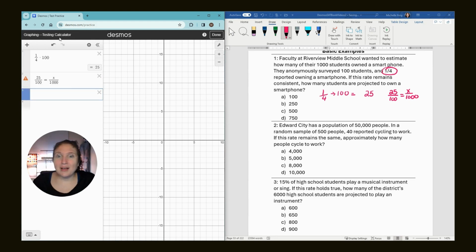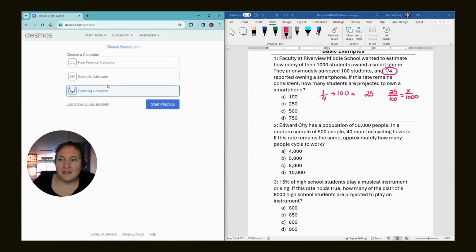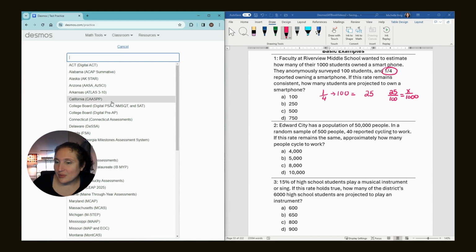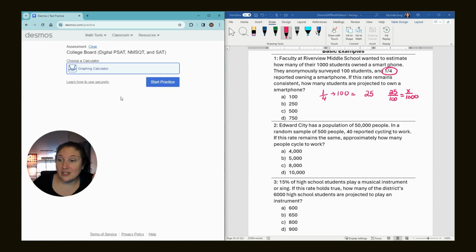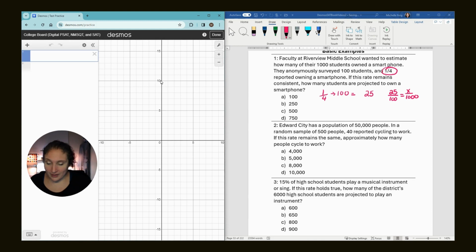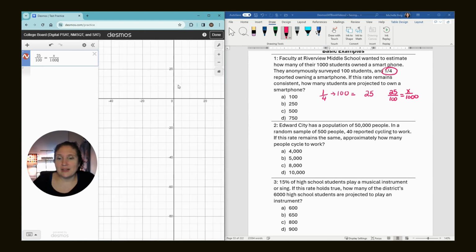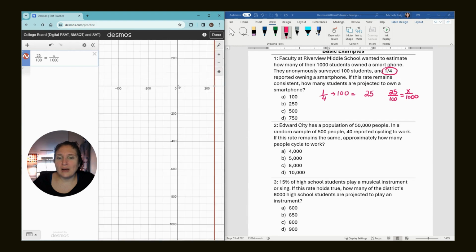Oh, you know what? I'm not getting the right answer. You know why I'm not getting the right answer? Notice here how it says graphing testing calculator and not Desmos. I have to refresh, choose PSAT, and click College Board. And now when I go in, I can type it in, and now I can get my answer. And even though I can't see it, if I scroll out, I can see that my answer is 250. Okay, so that's one way you can do it.